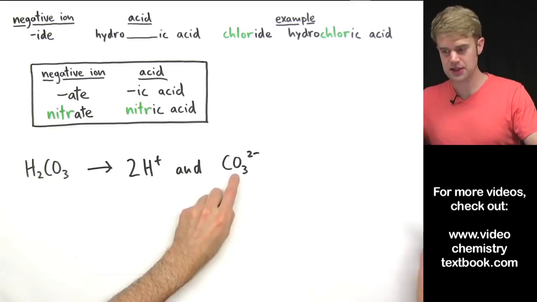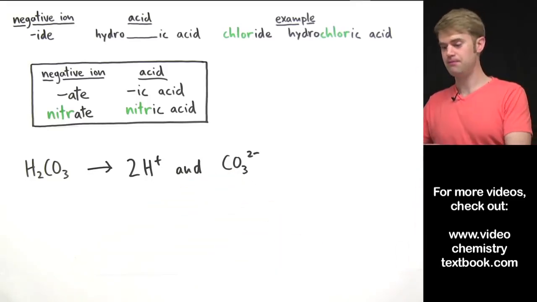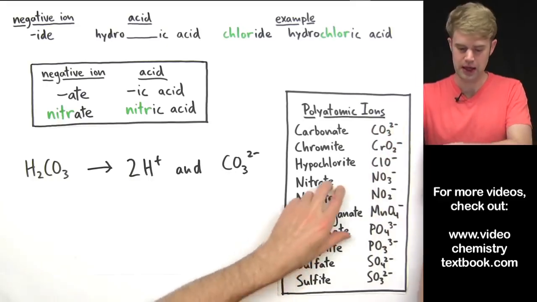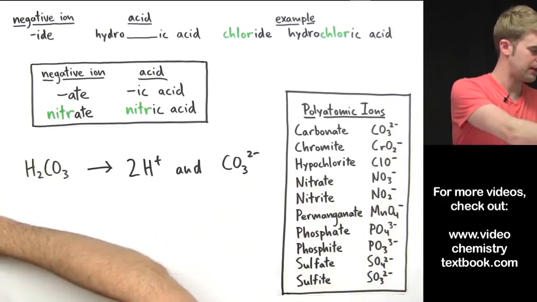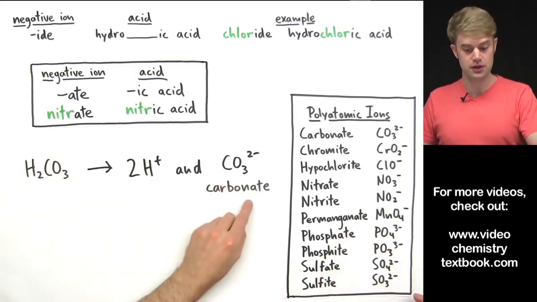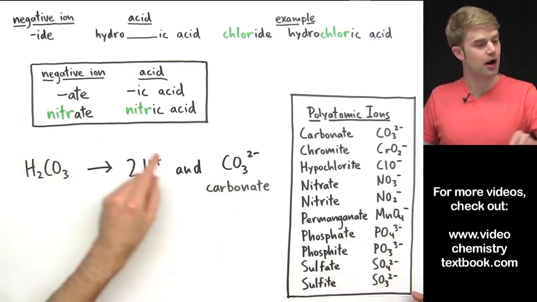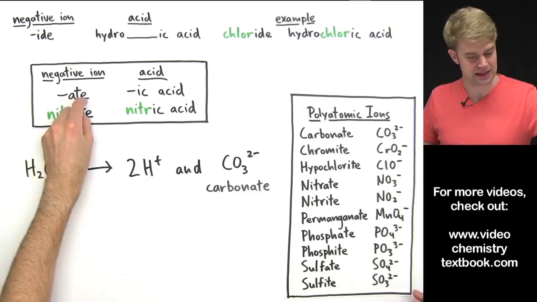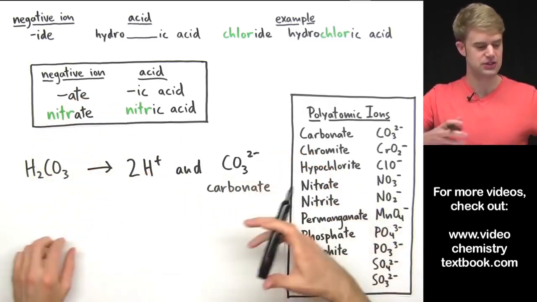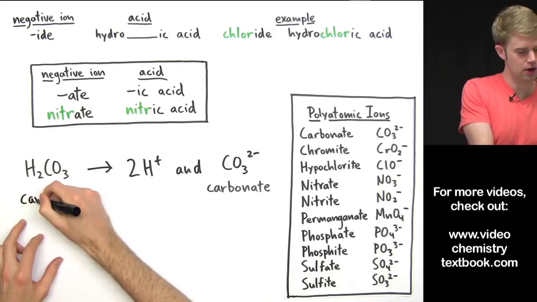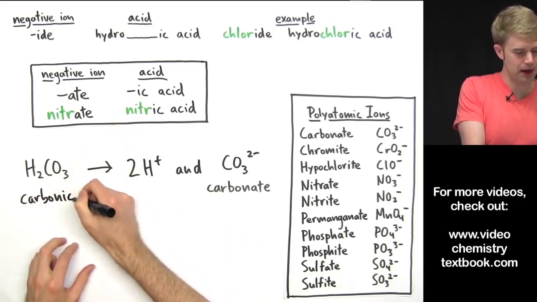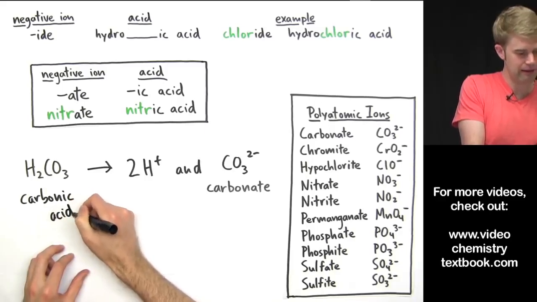Okay? This is our negative ion, so we want to name it. It's a polyatomic ion. And CO3 2 minus is carbonate. I've got that right here, so I don't have to write it in. Carbonate. So now using these rules, the name of the ion ends in ATE. So I'm going to take off that ATE. I'm going to replace it with IC. So I'm going to call this carbon, and then IC, carbonic acid.